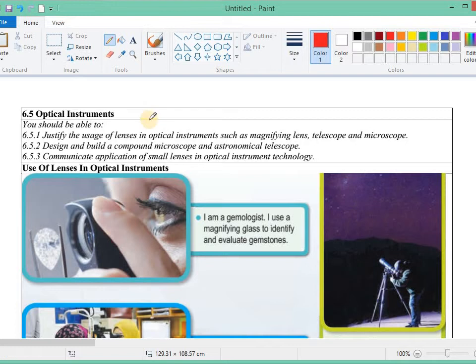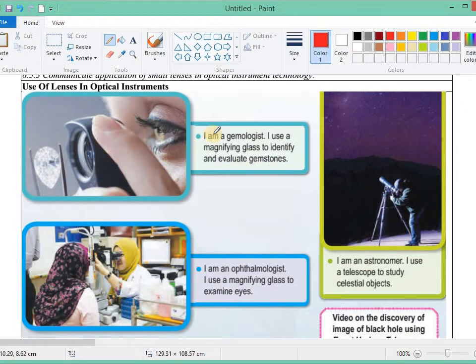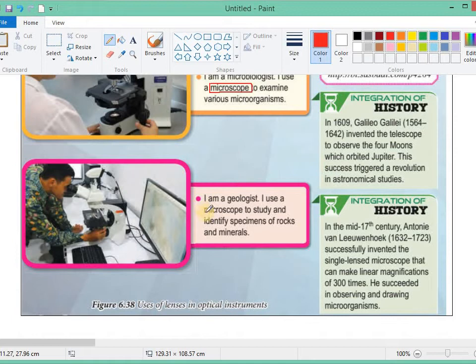Okay, 6.5 optical instruments. Uses of lens in optical instruments. This one uses the lens as a magnifying glass, and then uses the lens as a telescope. Magnifying glass, this is the same. This one is as a microscope. This one is microscope also.